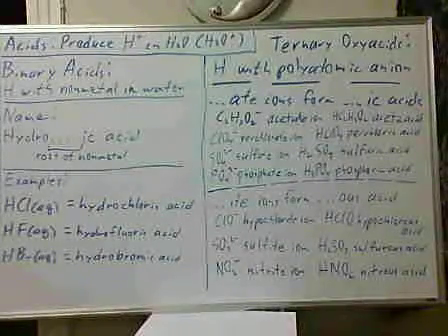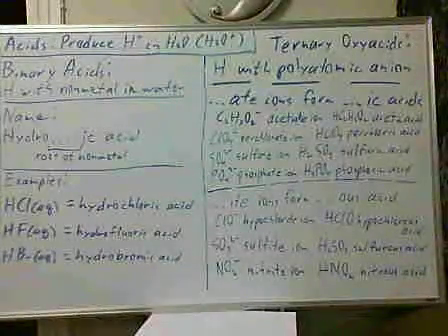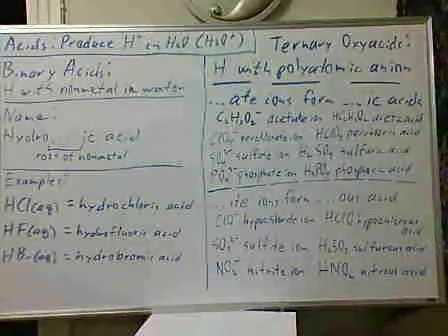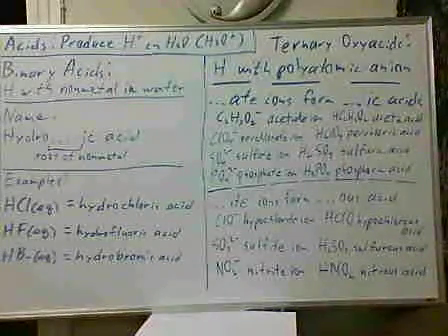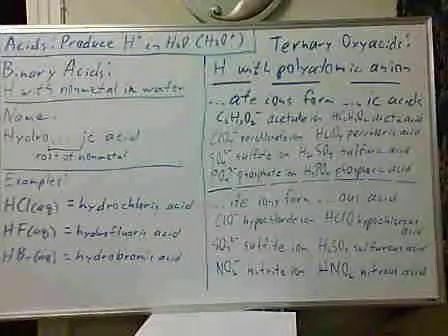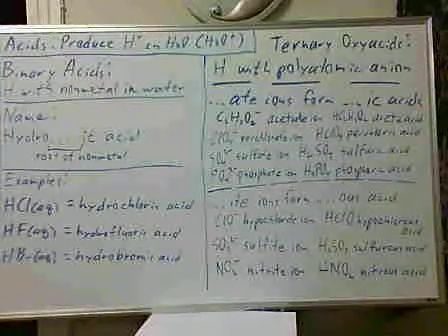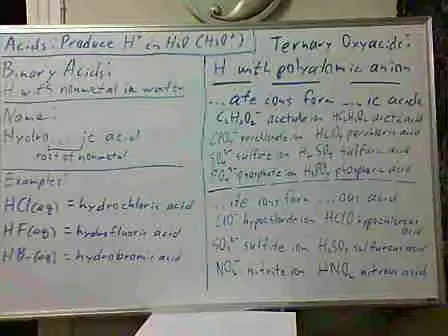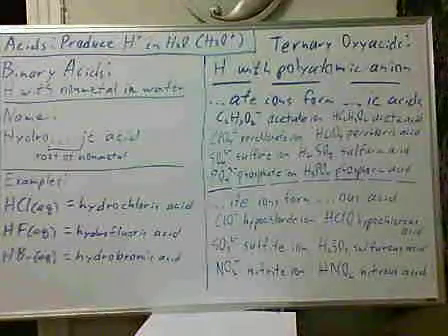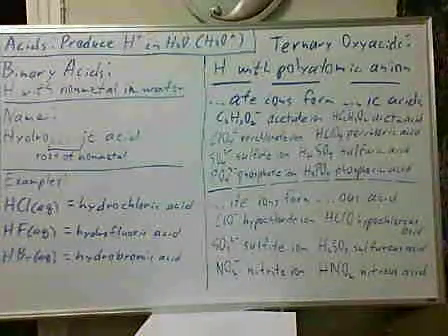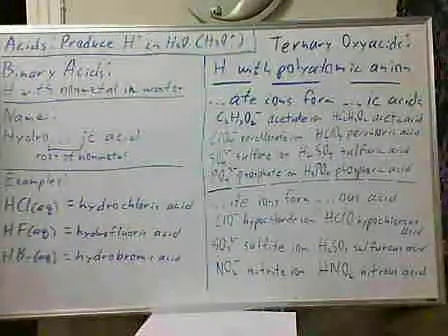We will now review naming acids. Acids are compounds that will produce the hydrogen ion in water. Of course, we don't find the hydrogen ion in water. It always bonds to 1, 2, or 3 water molecules. So we show it bonded to one water molecule, the hydronium ion.